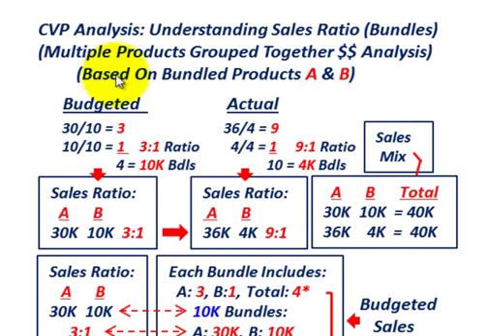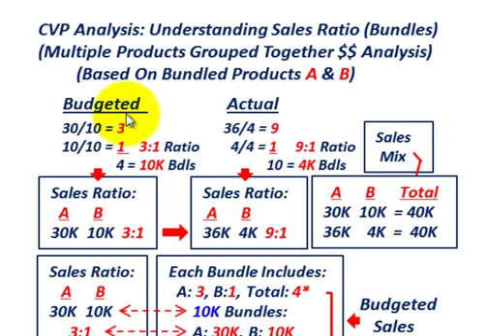For example, we're going to be basing it on bundled products of A and B. So we're going to be grouping these two different products together, A and B. But you could go through the same procedure for bundling any number of different products. Say you had A, B, C, D, and so forth. So the first thing you have to do, when you have these bundled or group products, is determine their sales ratio.